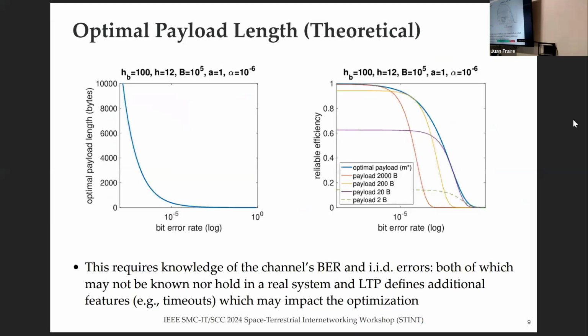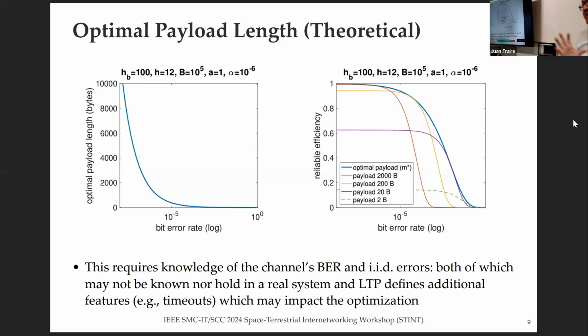So let's have a look at additional charts. What we see over there is the optimal payload size as a function of the bit error rate. And this is pretty much in line with what Fred presented this morning. So we want to have very, very large bundles if we have a very reliable channel. But as the errors start kicking in, we want to reduce that in order to keep the efficiency high. So this is the envelope, essentially, where we want to be operating.